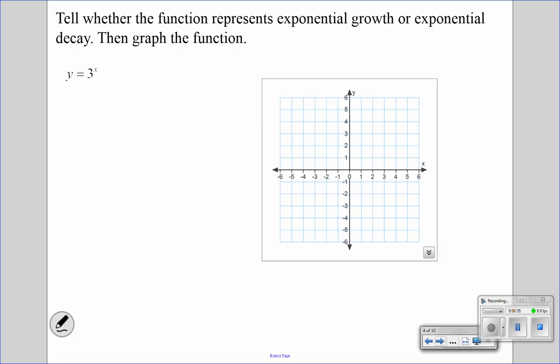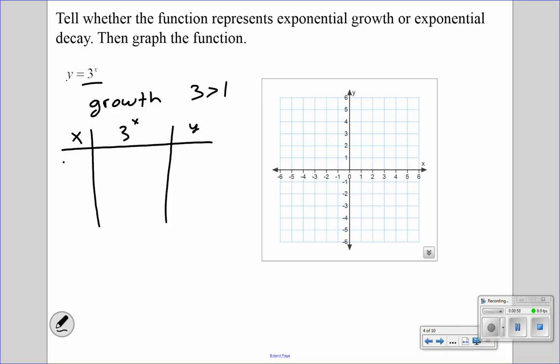So, this question asks us to tell whether the function represents exponential growth or exponential decay, and then graph the function. We can see in this function we don't have an a value, but our b value is 3. Since 3 is greater than 1, we know that this is an exponential growth function. To graph it, we just make a table of values.